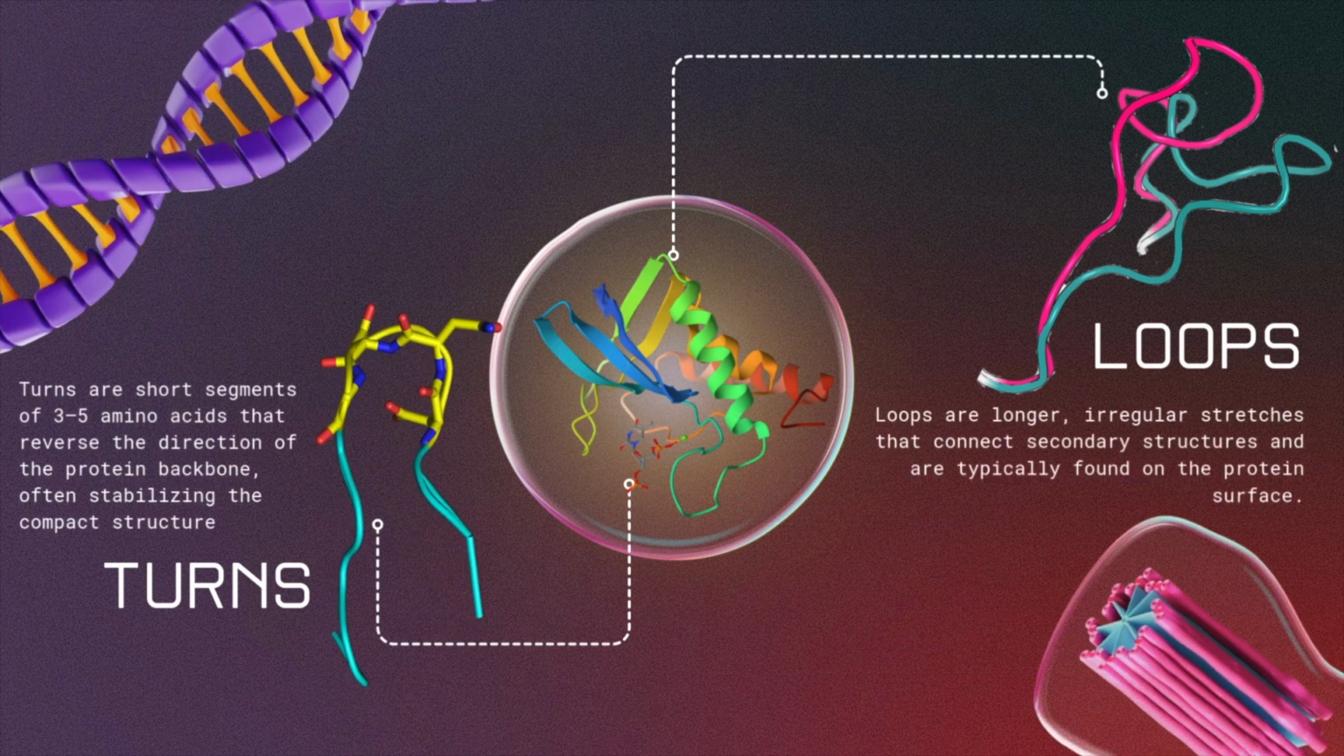To summarize, turns versus loops. Loops are longer, surface-exposed, and variable in shape, while turns, on the other hand, are short, directional reversals, stabilized for folding. Together, they enable proteins to fold correctly, position active sites, and interact with other molecules.